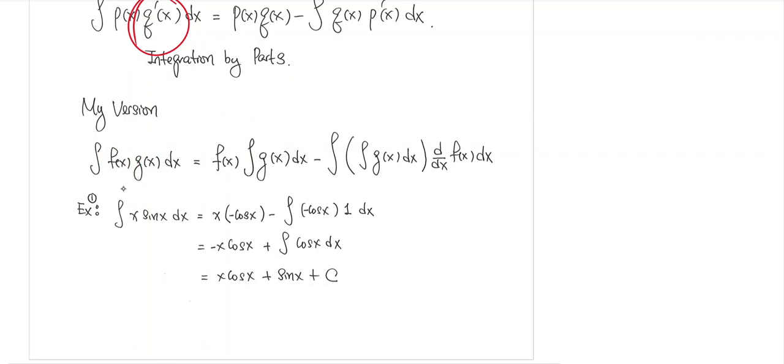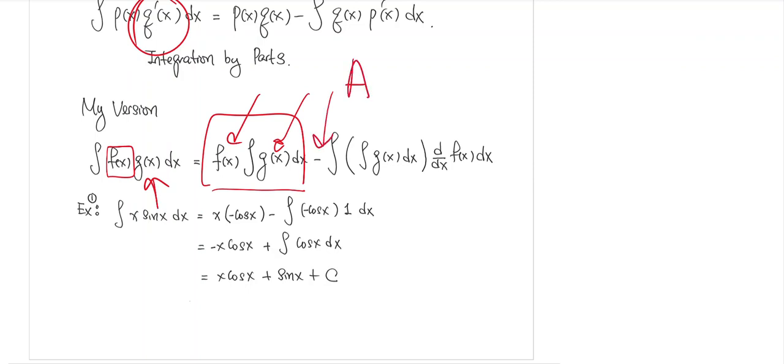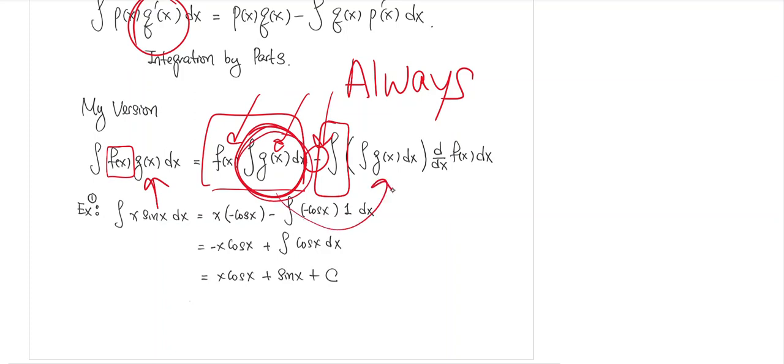So the techniques go first. You have to fix one of the functions and then integrate the other one, just right here. So you fix one of the functions, you integrate the other function, and then you always put a minus sign and put an integral sign, okay? And then copy and paste the one that you integrated, and the one that's fixed, now you differentiate it.